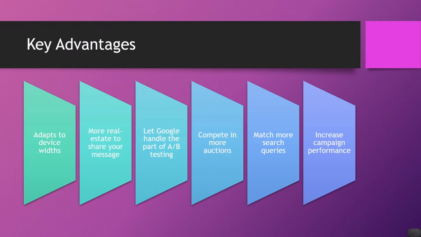The next one is in terms of key advantages. The responsive text ads is going to adapt to device widths. So if you're on mobile, obviously your text and headlines is going to wrap around that small screen, so it's going to adapt based on the device. The second advantage is it's going to provide you more real estate to share your message. Obviously, since you're getting one additional headline and one additional description with an increase in terms of character limit, you're getting more real estate to share your message.